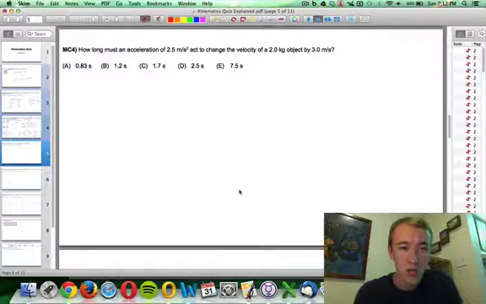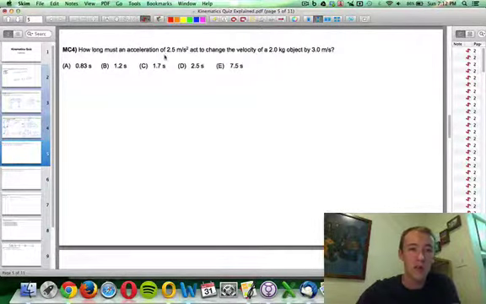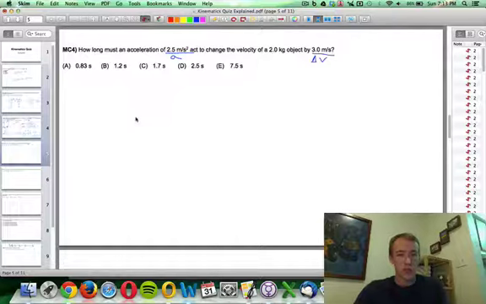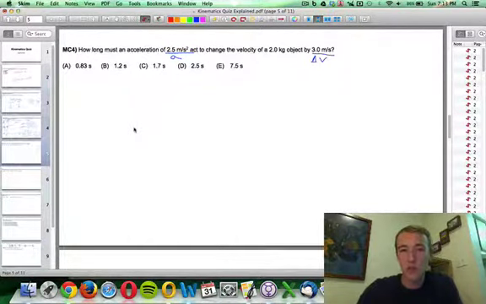How long must an acceleration of 2.5 meters per second squared, that's my acceleration there, act to change the velocity of a 2 kilogram object by 3 meters per second? So this is going to be my change in velocity. Now, part of physics when you're reading these problems, especially for an AP physics, you got to think to yourself, what type of question is this? If it's talking about acceleration, could be kinematics, could be dynamics, could be rotation, could be a whole lot of things. Right now we've only been doing kinematics questions, so you know it's kinematics. We haven't even talked about mass, so you know that's not relevant.